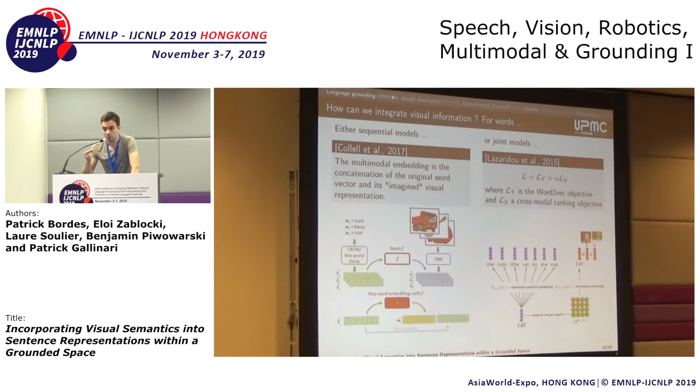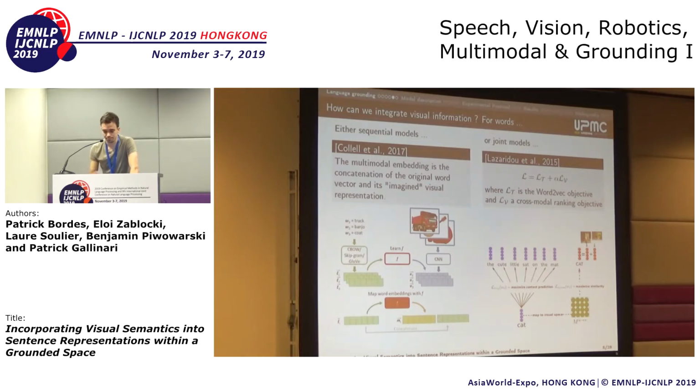And the multimodal word embedding is the concatenation of the word2vec embedding and the projection of the word2vec embedding. On the other hand, we have the joint models, in which both modalities, textual and visual, are leveraged jointly during training.